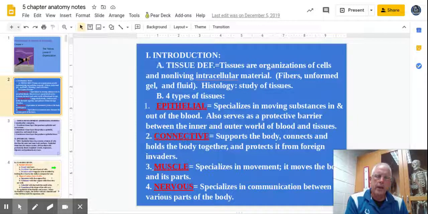Histology is not the most exciting. This is not the most exciting chapter. You'll find that out. It's kind of boring in places, but really, really important.